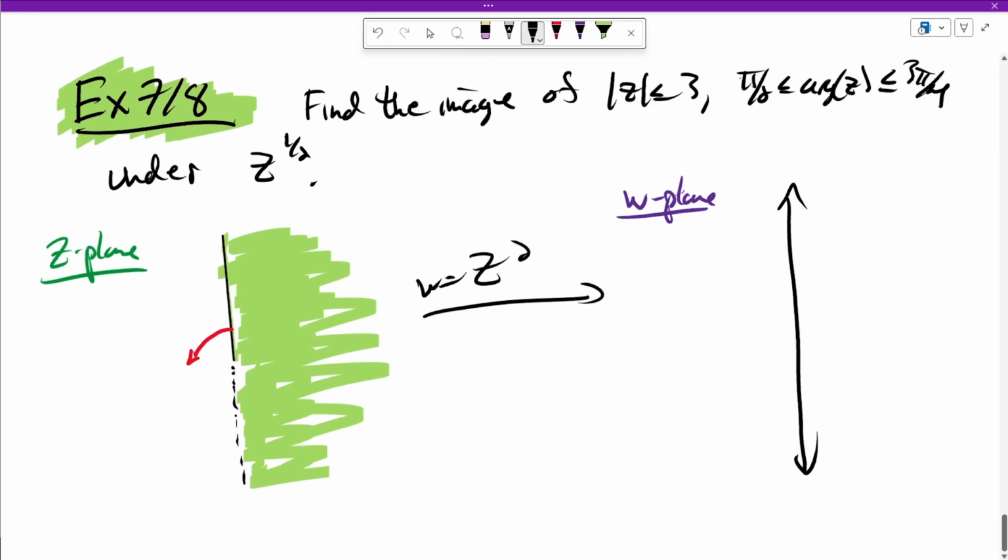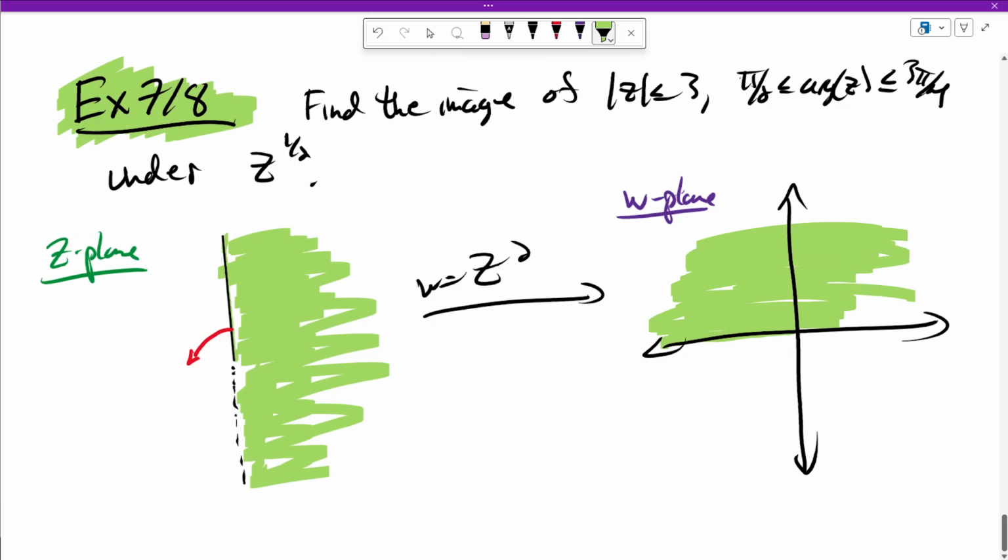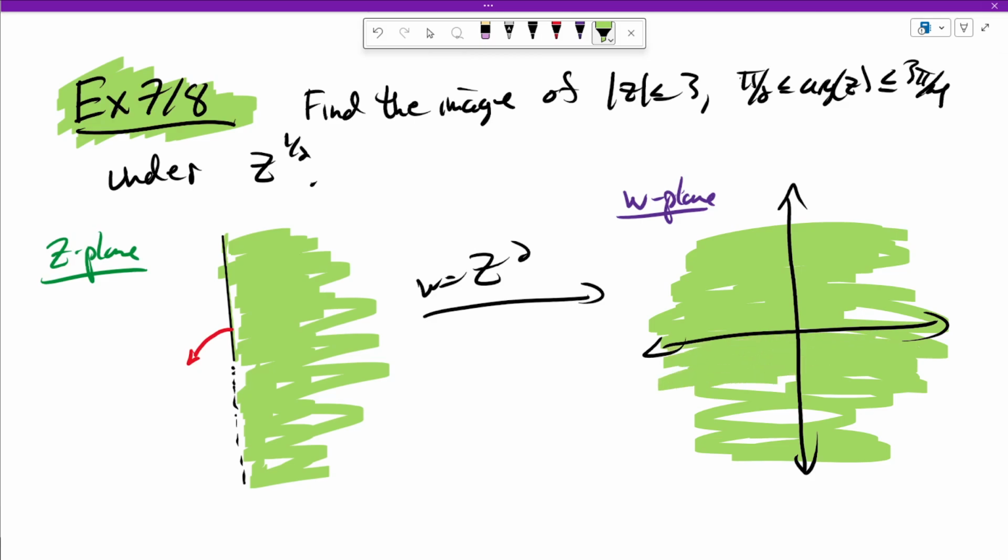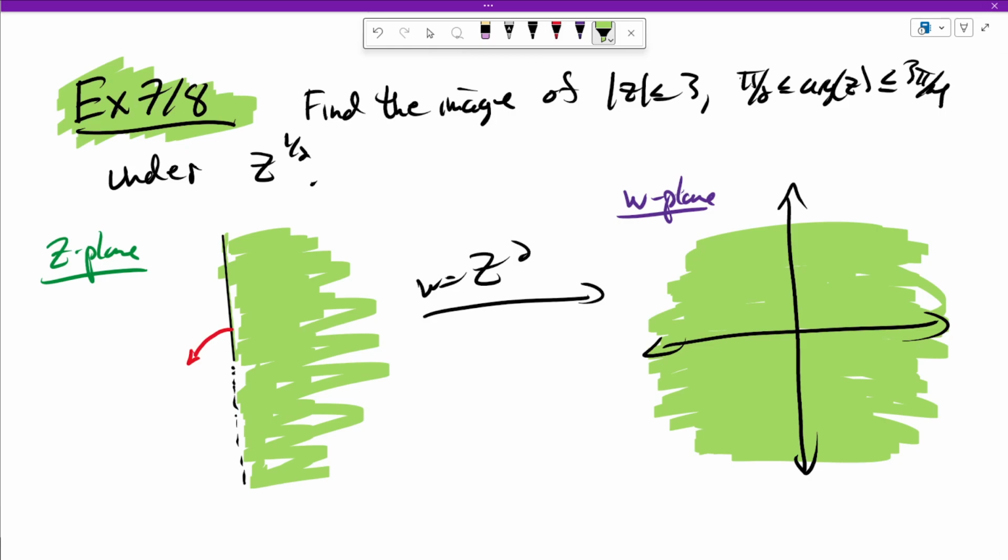All of that green sector is going to get folded out. This non-negative imaginary line gets sent to the non-positive real axis, and then it just stretches everything circularly. And so when we square, we're going to get all of C. And then the point is that this is now 1-to-1, and it's now onto when we restrict the domain.